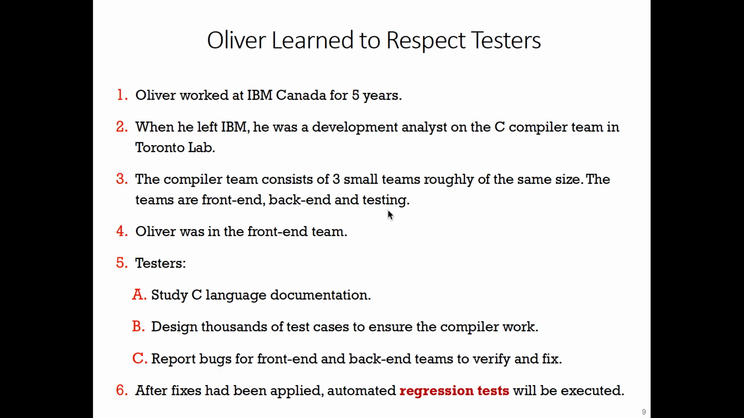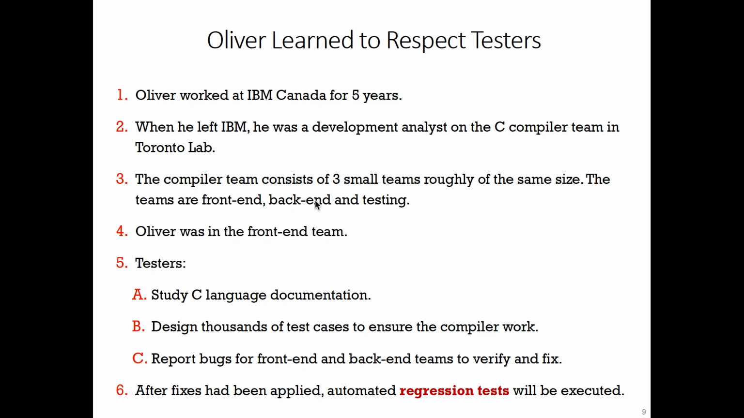Let's get to our main topic, testing. I used to work for IBM in Canada, and my last job there was as a development analyst on the C compiler team, in the front end team. You can think of a compiler as having two parts, the front end and the back end. The front end will read in the program. We have the word parse, P-A-R-S-E. The compiler parses the program, determines if the program is syntactically correct, and then generates intermediate code. This is the job of the front end.